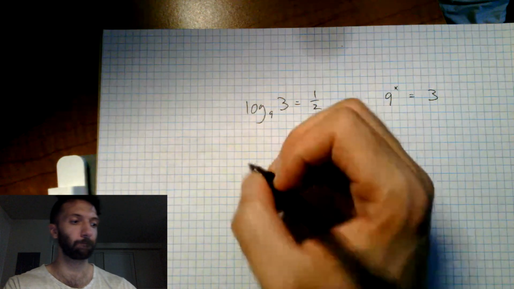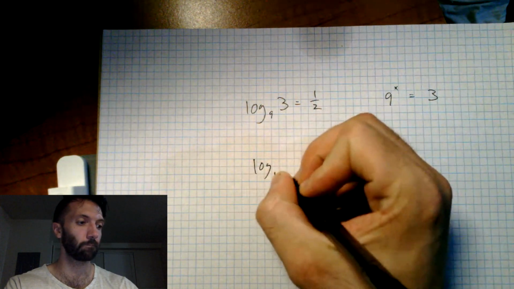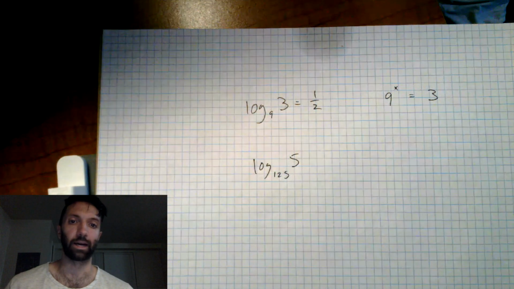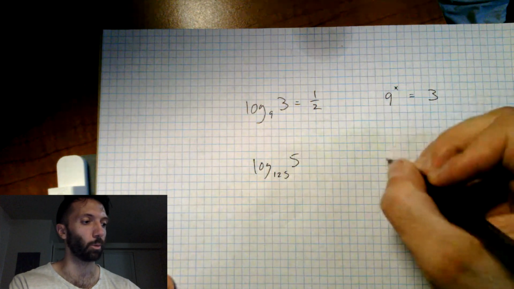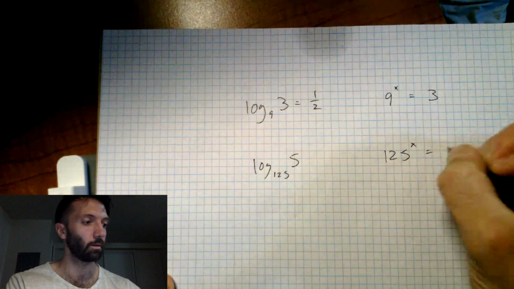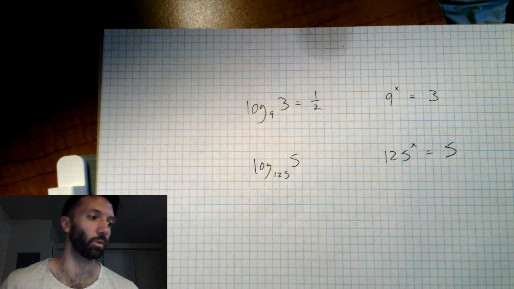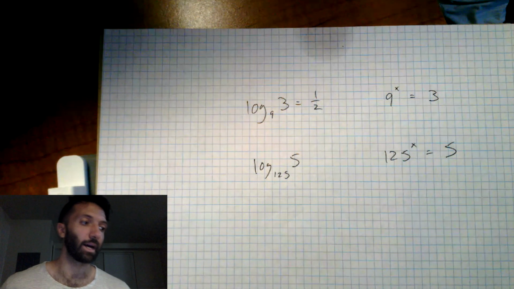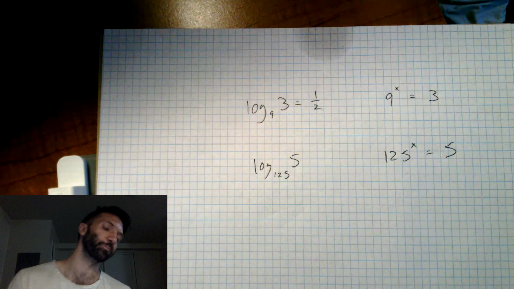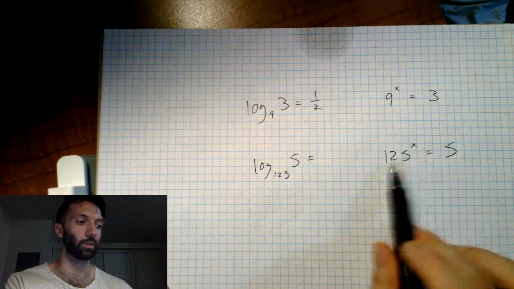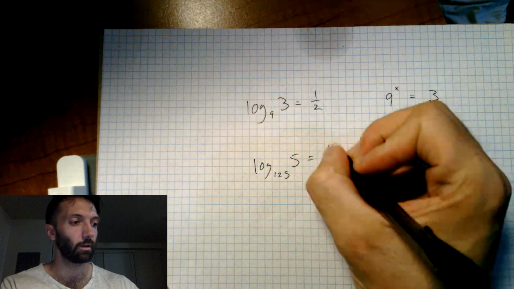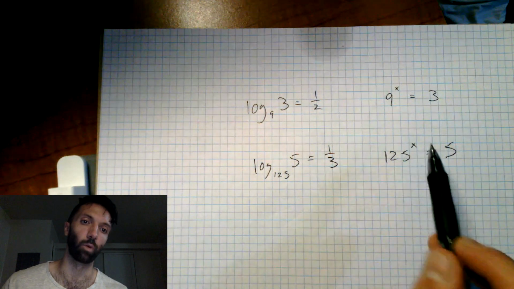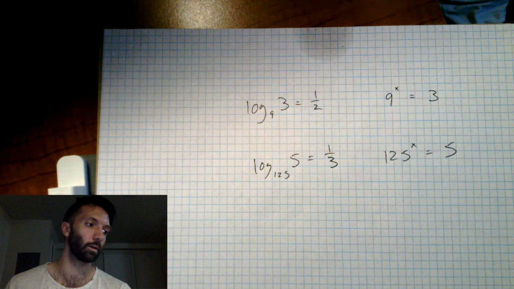And we'll do one more. Log base 125 of 5. So the base is 125, and we want to know what the exponent would be to make this a true equation. The key to this is to realize that 5 is the cube root of 125. So the exponent that we would raise 125 to get 5 would be 1/3, because raising 125 to an exponent of 1/3 is the same as taking the cube root of 125.